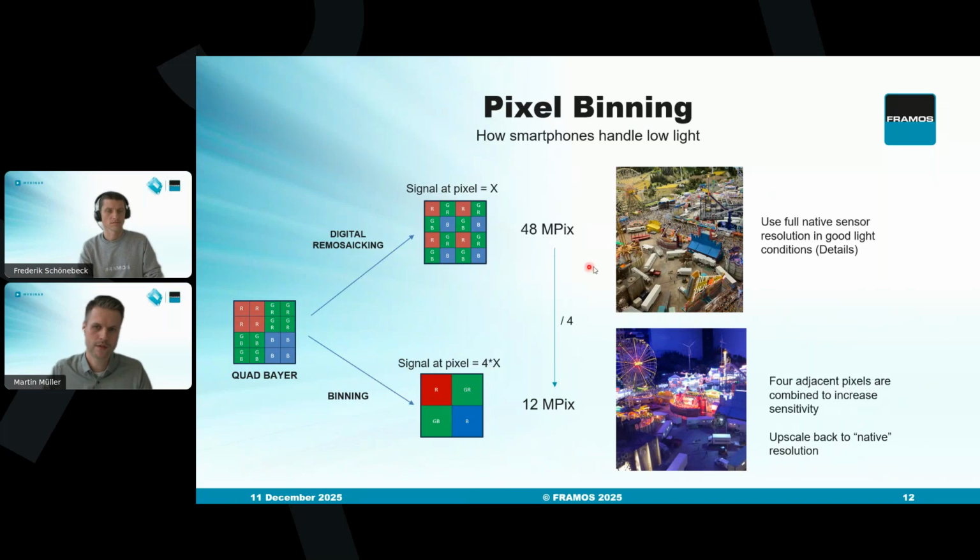By the way, this capture here was done in Hamburg during a visit of the Miniatur Wunderland. I can really recommend doing that.